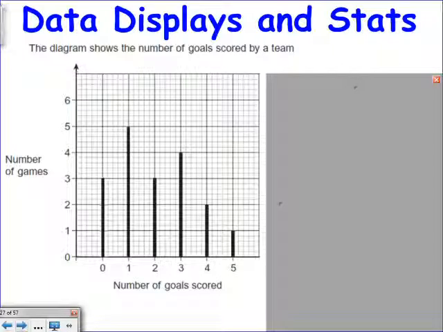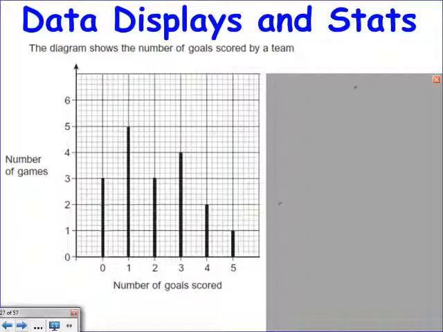You remember this display from about 2 or 3 weeks ago, where we count the number of goals and the number of games that those goals were scored. It was quite a complex little table. All this is a representation of a frequency table. It tells me no goals were scored in 3 games, 1 goal was scored in 5 games, and so on.